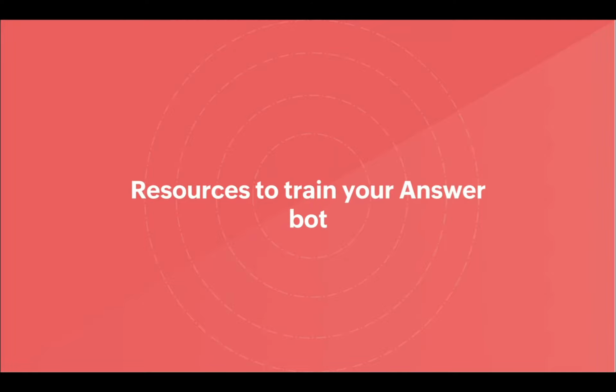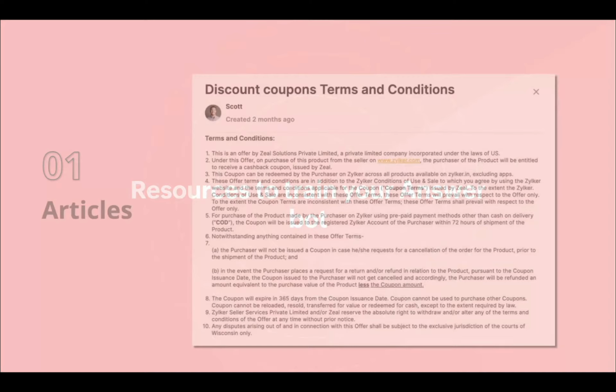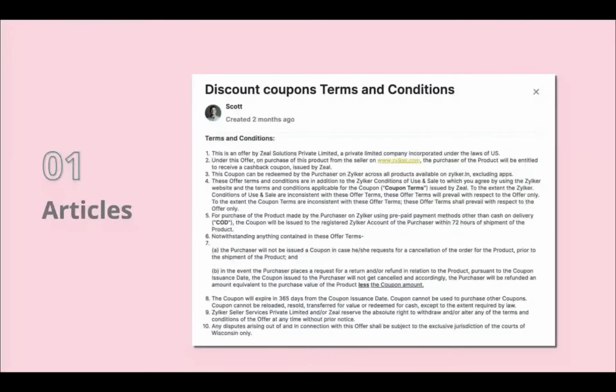So your resources module has to be built perfectly and very strong. It has to be very strong for the bot to function effectively. Here is the list of resources that will help you equip your answer bot. The first one is articles. Articles in Zoho SalesIQ are a collection of self-service materials that you can draft inside your SalesIQ dashboard and display in a chat or share with customers during a live conversation.